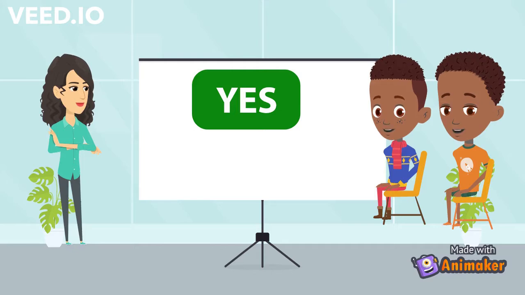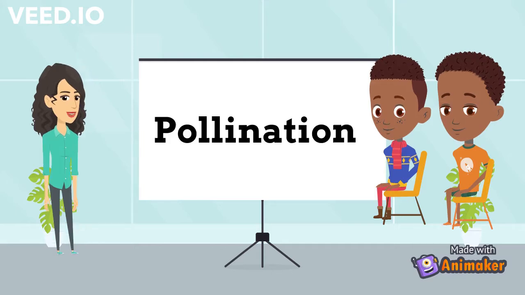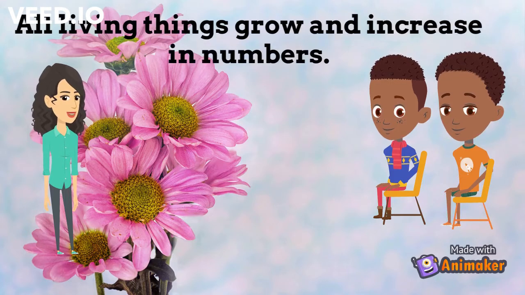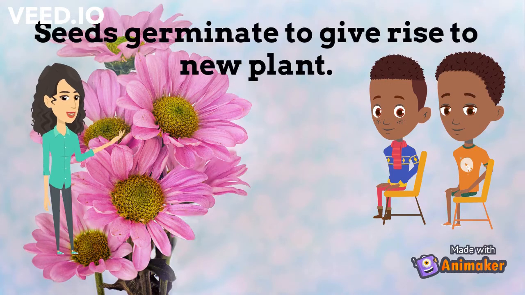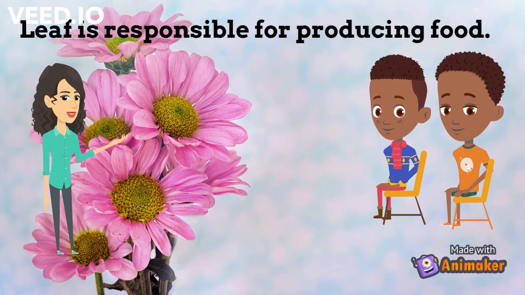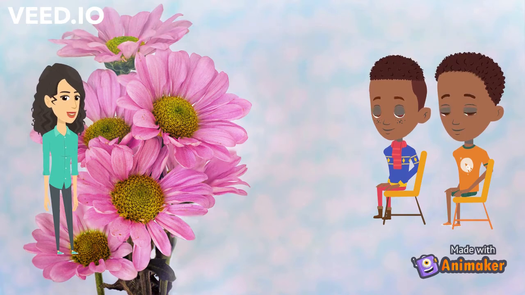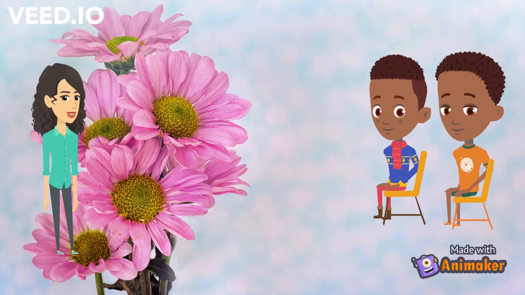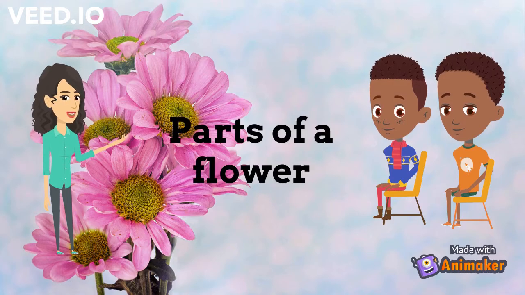Yes, we are ready. Today we are going to learn about pollination in flowers. One of the characteristics of living things is growth. All living things grow and increase in numbers. Seeds germinate to give rise to new plants. Just as the leaf is responsible for producing food for the plant, so the flowers have the responsibility to produce seeds. So first of all you should know the parts of a flower to understand how the flower is responsible for producing seeds.